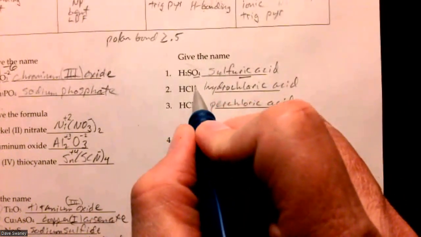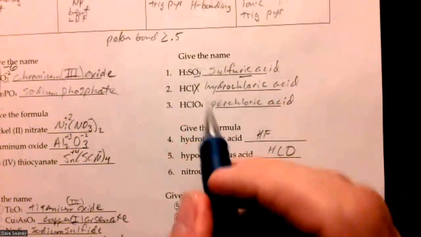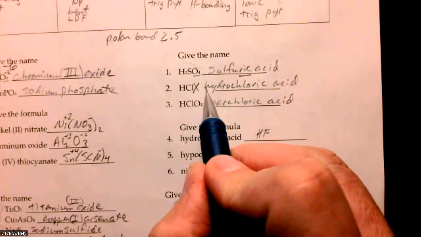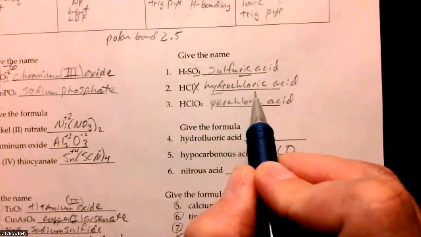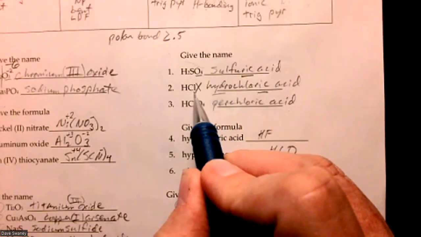When there are no oxygens, then we get hydro-something-ic acid. So hydrochloric acid when there are no oxygens. You might make a note of to yourself about that. So hydrofluoric means there are no oxygens.